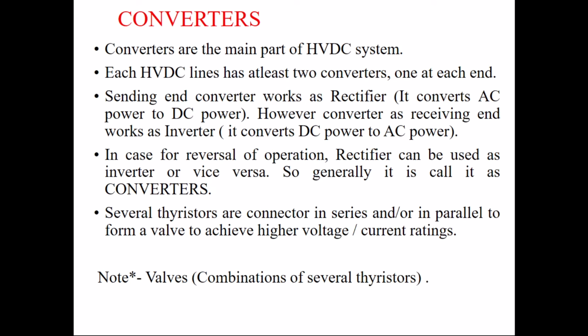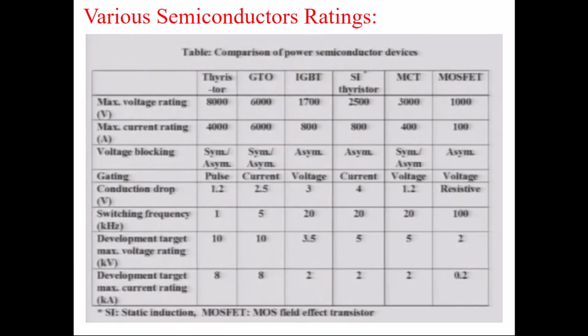So this valve acts as a switch. Suppose you use a 6-pulse converter, so you require 6 valves, and each valve contains a number of series-parallel thyristors. Let's see in the next slide what a valve is. But before that, let us understand the voltage ratings of different semiconductor devices and why we use the thyristor as a switch in HVDC converters.